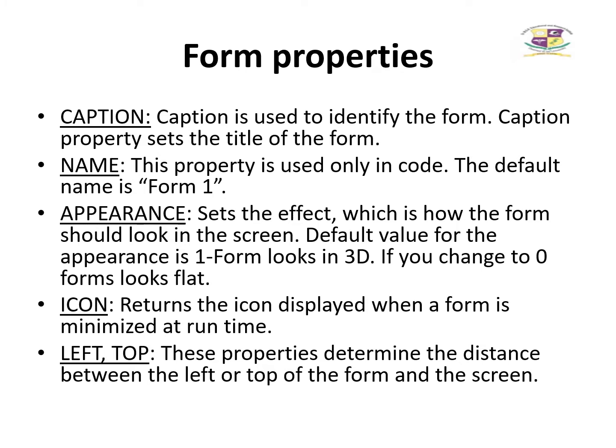Form properties. The various form properties are caption, name, appearance, icon, left, top. Caption. It's used to identify the form. That is, it sets the title for the form. The next is the name. This property's name is used in the code in order to access the certain values or the contents of that particular control.